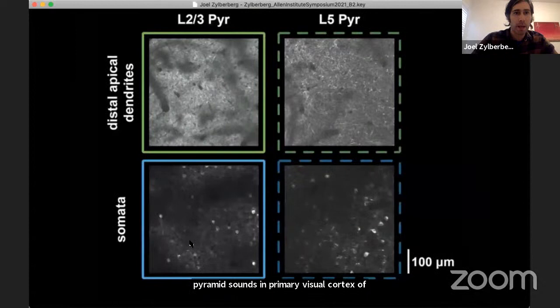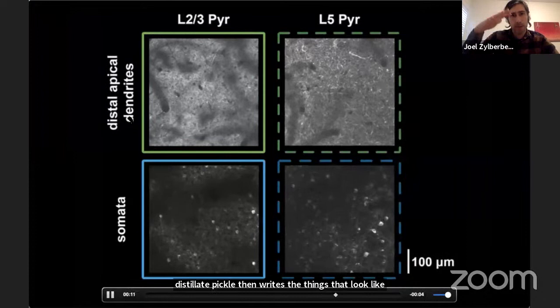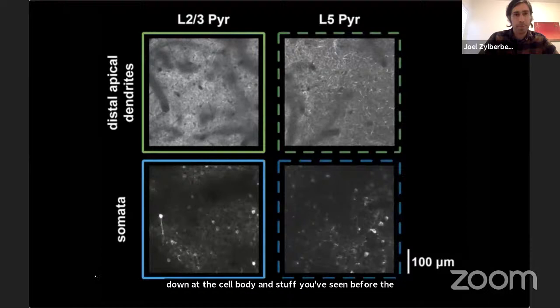This is what some of those data look like. The upper frames here are the recordings at the distal apical dendrites. The things that look like lightning flashes are calcium signals in those distal apical dendrites. And then the imaging down at the cell body is stuff you've seen before. The little circular blobs are the cell bodies of those pyramid cells. And so these are what the raw data look like.